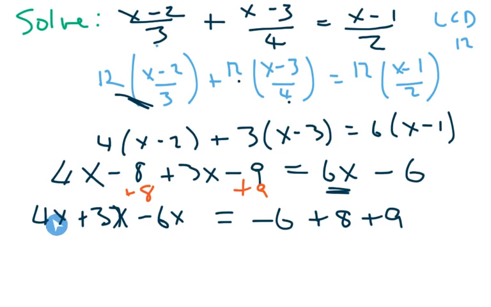Let's look over here again. 7x minus 6x, sorry, is 1x. And now we've got 8 and 9 is 17. 17 minus 6 is 11. So the value of x is equal to 11.